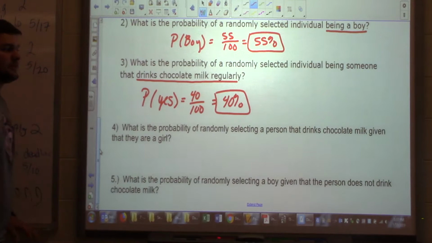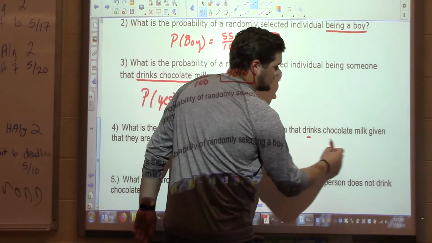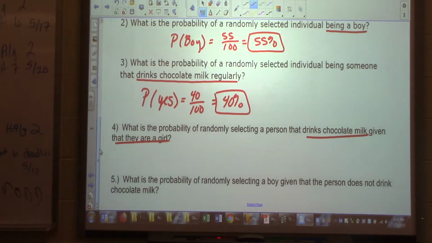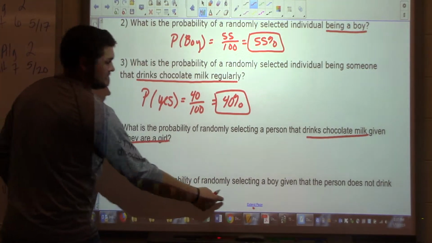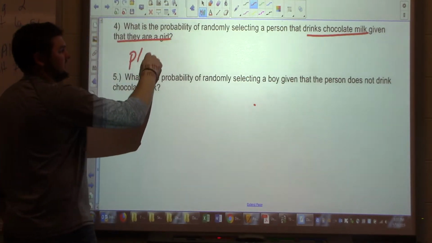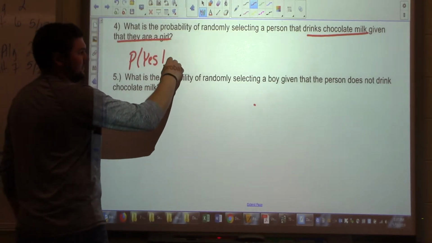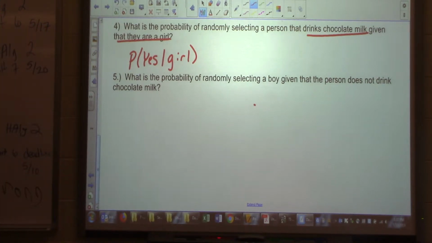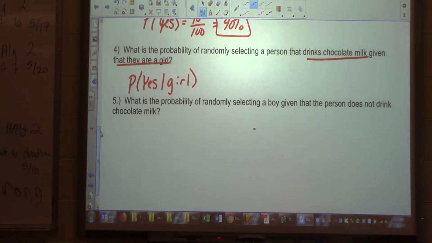Okay. What's the probability of randomly selecting a person that drinks chocolate milk, given that they're a girl? So given they're a girl, the probability they said yes, given that they're a girl. So we need to find the probability of both over which one? Over which one? Anyone?